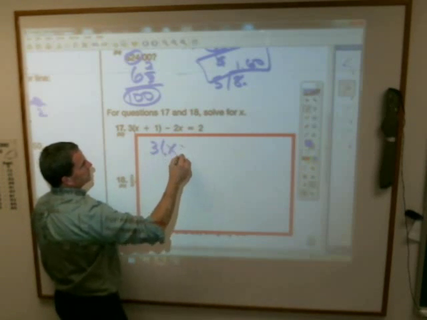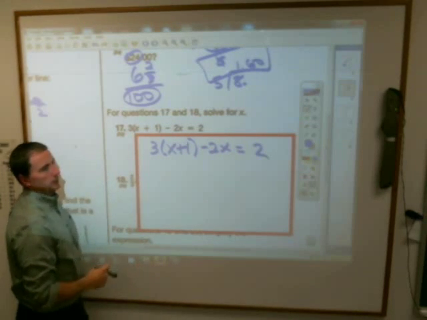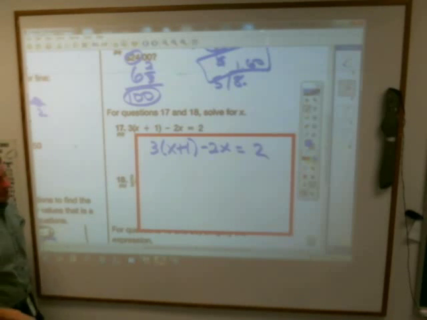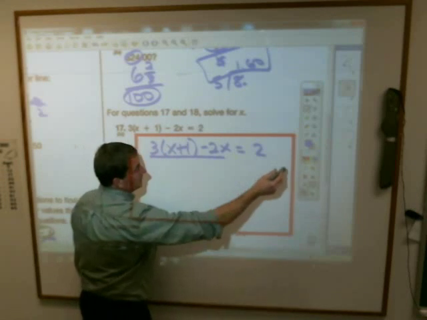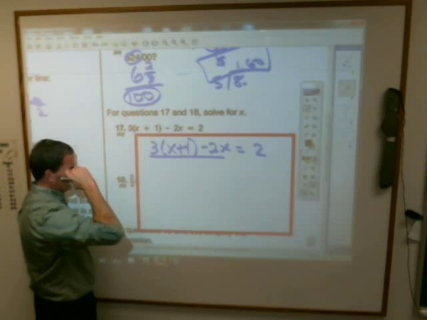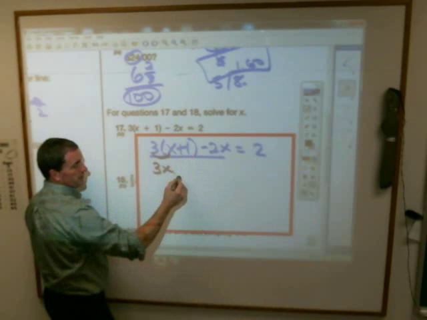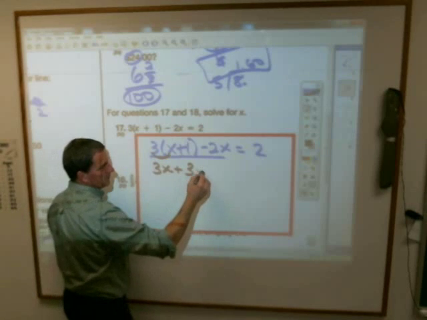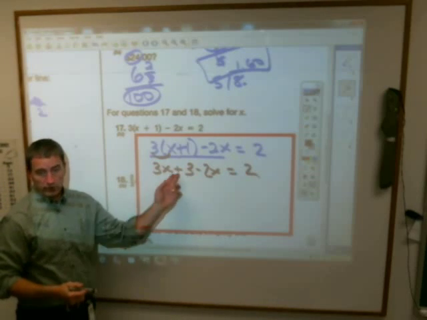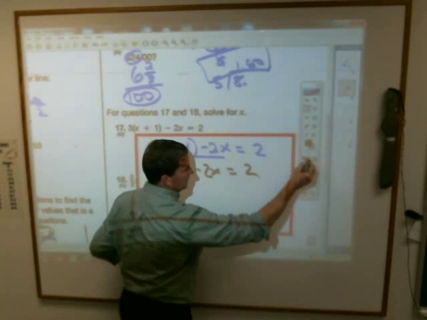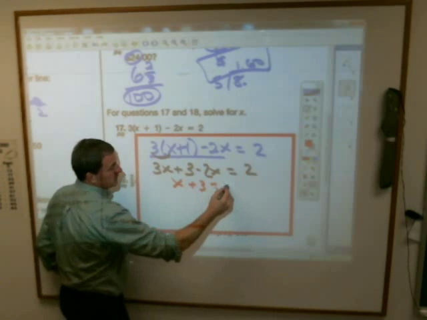3 times x plus 1 minus 2x equals 2. So first step when you solve equations, you gotta simplify both sides as much as you can. You cannot do anything with that 2, but we can do a whole bunch of stuff here. Madison, what do I do? Distributive property, what does that give me for this? 3 times x is 3x, 3 times 1 is, did you say 3? Now what can I do? You can put your two x terms together. What do you get if you have 3x minus 2x's? X. I still have the plus 3 equals 2.